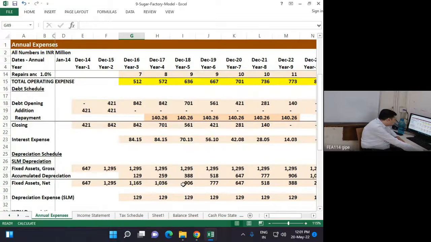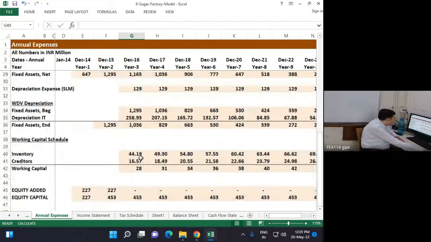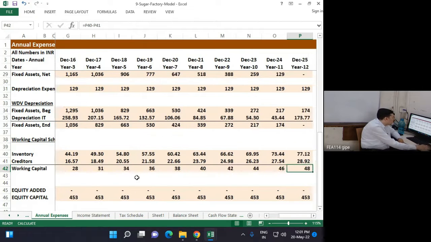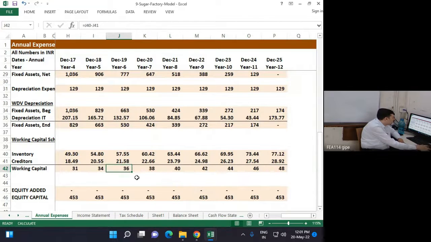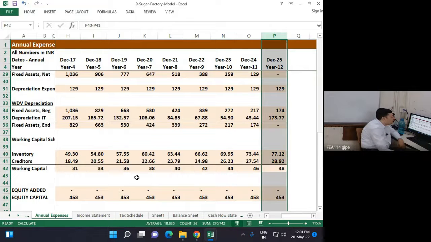So let's understand that. If you look at our working capital, third year our business started, you had 44 million blocked in inventory and 16 came from your supply. So net you blocked 28 million. And as time went by, more and more money got blocked. By the last year, 48 million have been blocked in working capital. मतलब बिजनेस चलाने के लिए आपका कैपिटल फंसा है.